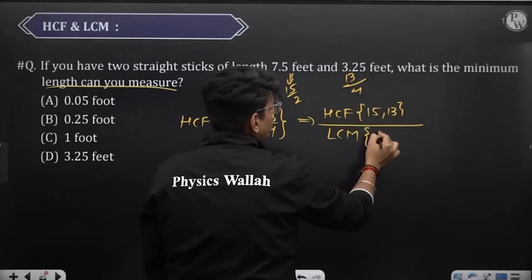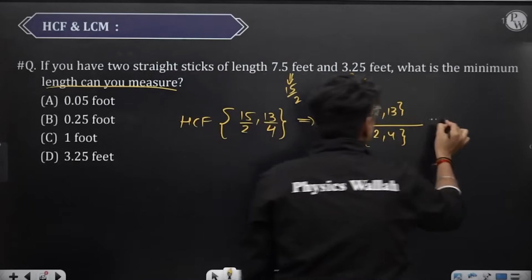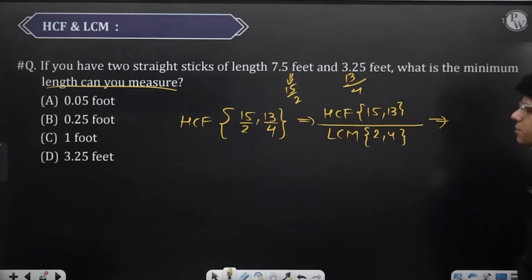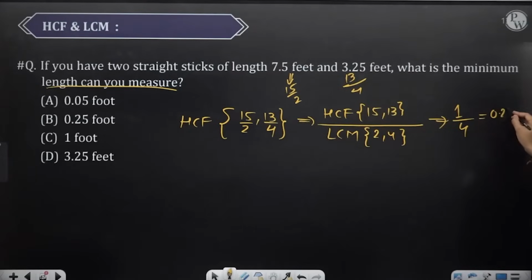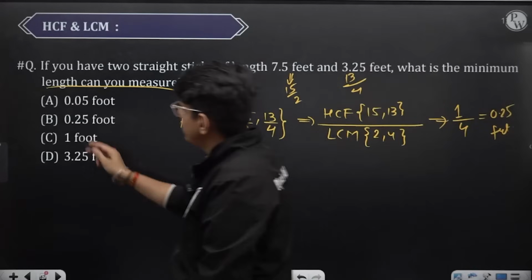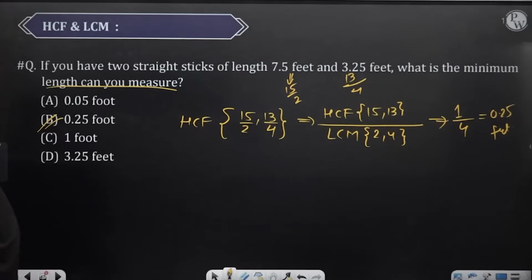So LCM of the denominators 2 and 4. What is the HCF of 15 and 13? 13 is a prime number, so HCF will be 1. And what is the LCM, lowest common multiple, of 2 and 4? 4. So this is nothing but 0.25. So this is the minimum length you can measure. Okay. So you can expect such questions from HCF and LCM.